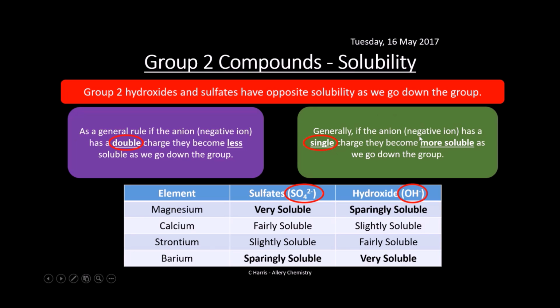Generally, though, if the anion, the negative ion, is a single charge, then they become more soluble as we go down the group. So, for example, barium hydroxide is really soluble, but as we've seen in the previous slide, magnesium hydroxide doesn't really dissolve very well whatsoever. So we say it's sparingly soluble.